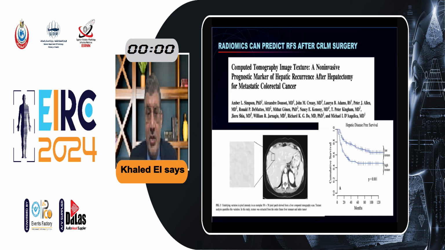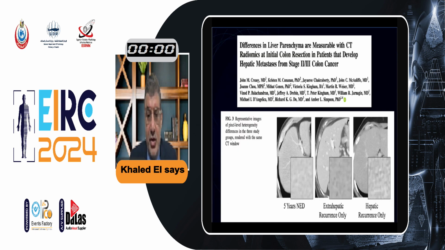By AI models also, we can predict the post-operative recurrence by radiomic picture. This is still under research, by the way. These two slides are under research.